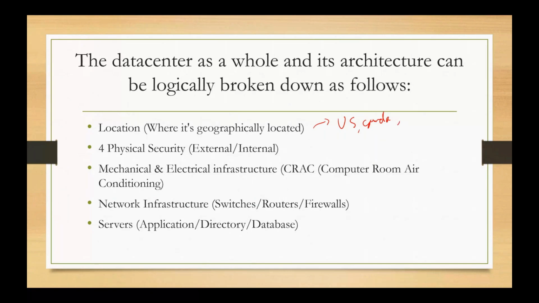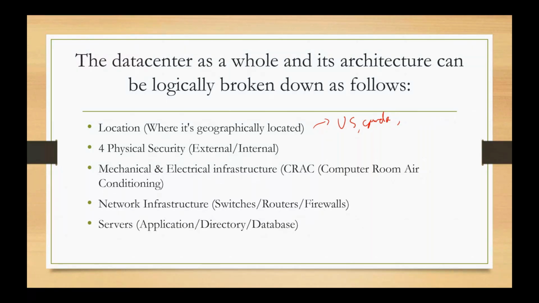Then there is physical security. It will have securities like internal security and external security. Internal means how we can protect it from external resources. Then machines: mechanical and electrical infrastructure, like air conditioning. All the servers will be running 24 by 7, so for that you have to use computer room air conditioning.